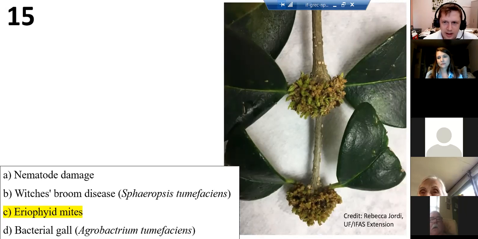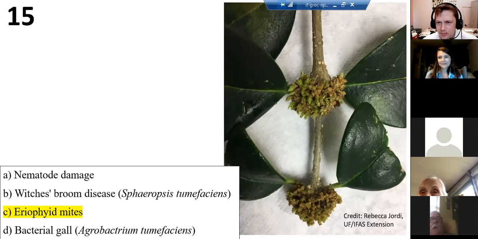With this one, what's going on? I mean, nematodes tend to be more of a root problem, and they also stress out the entirety of the plant. It's not concentrated in one area a lot of the time. Witch's broom, which you guys saw, is probably the one I expected people to get confused with this one the most, because it is very specific parts of the plant around the buds. Somebody's asking, what is plant 15? It's a sweet viburnum. So that helps.